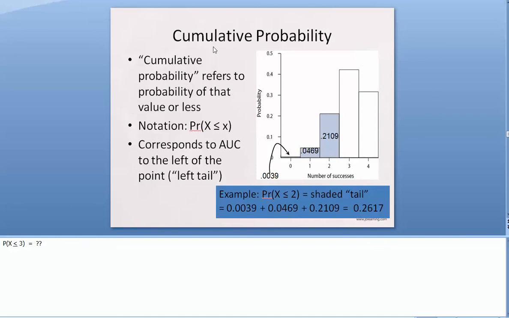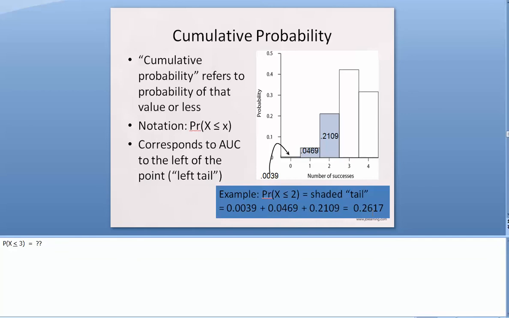In the next one, we are talking about cumulative probability. Cumulative probability means you add up to a point. Notation-wise, it is the probability that x is less than or equal to a certain specific value. Okay, so it is kind of like the left tail. If you think about this whole thing as a spread or a big picture, this is the left tail. So the probability that x is less than or equal to 2, for example, you need to add the probability that x equals 0, x equals 1, x equals 2, and when you add it all up, you get 0.2617.